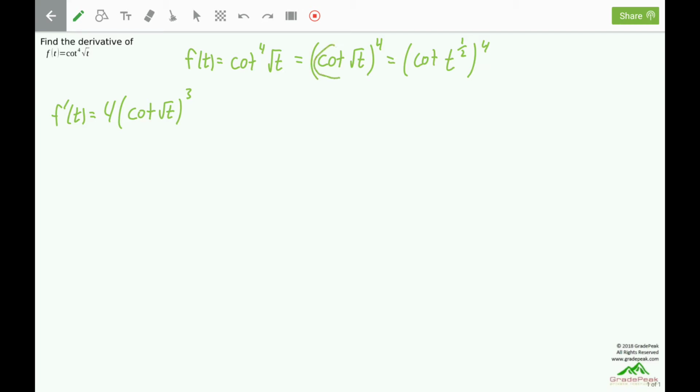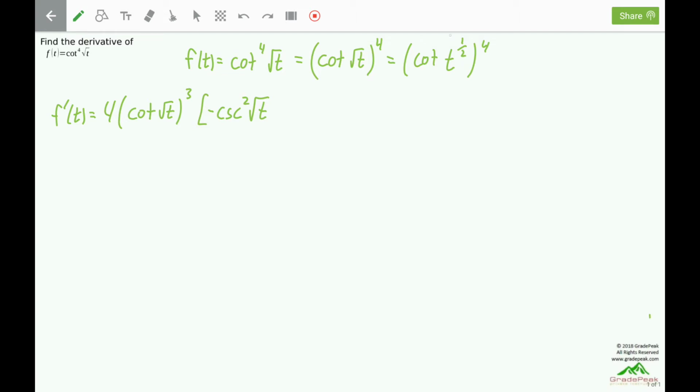Well, the inside of the power was cotangent. We need to take the derivative of that. The derivative of cotangent is negative cosecant squared of the inside left alone, so that's square root of t, and now we multiply by the derivative of that inside, the derivative of the square root of t.